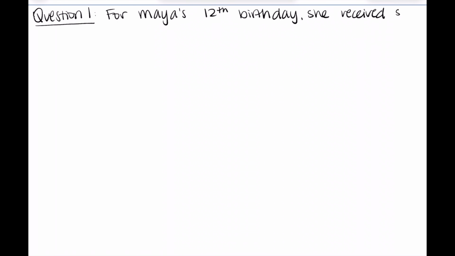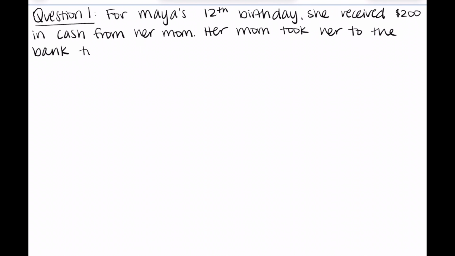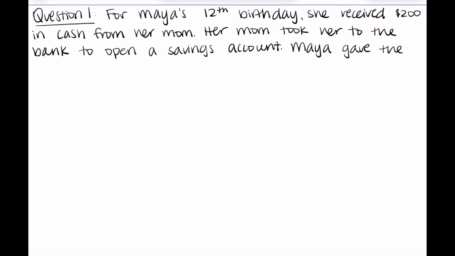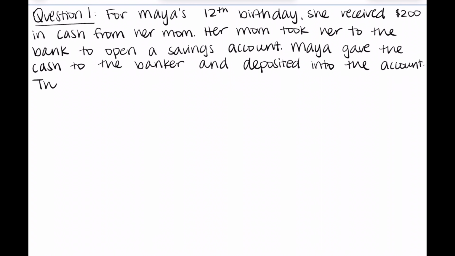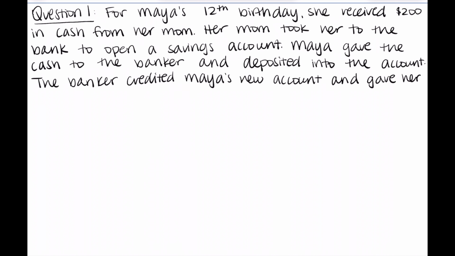So now we will get into our first practice question for today's lesson. This question is a little bit long, but it's going to help us practice how to decode the question. So for question one, it says, for Maya's 12th birthday, she received $200 in cash from her mom. Her mom took her to the bank to open a savings account. Maya gave the cash to the banker and deposited into the account. The banker credited Maya's new account and gave her a receipt.